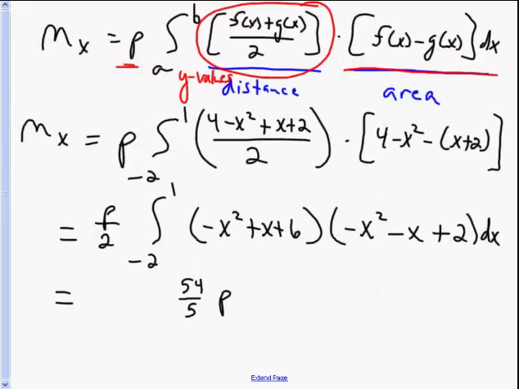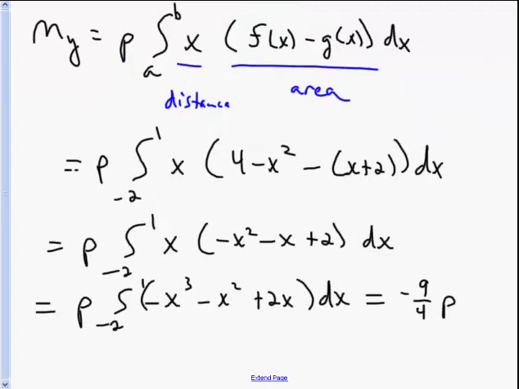Need your moment about the x-axis, which are your y-values, the distances you are from the x-axis would be your y-values, times the mass, which is the area, and then you have your density out there. And then for your moment about the y-axis, you're taking your x-values, because the distance you are from the y-axis would just be x, times the mass, which is the area, times our density.